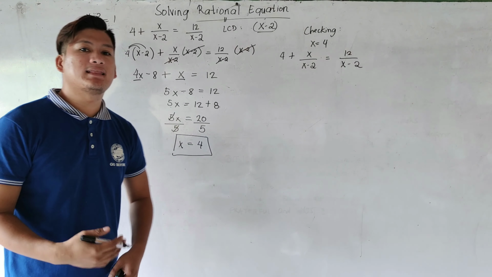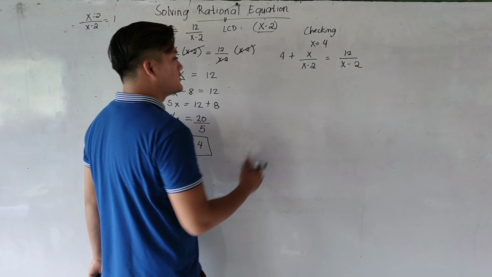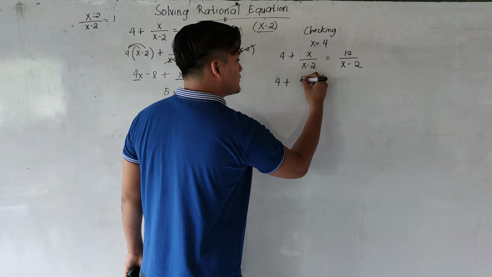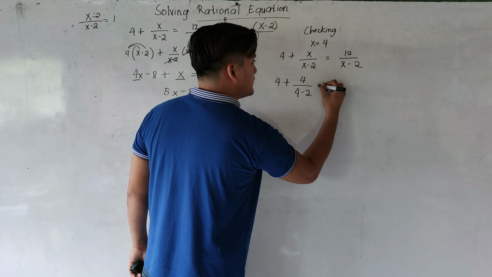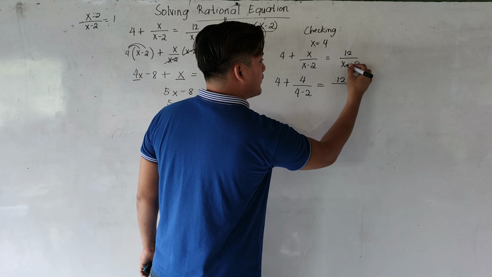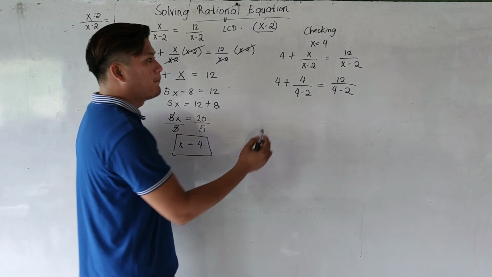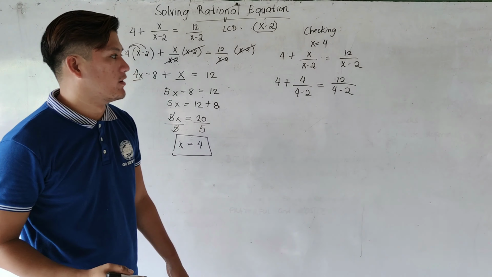Okay? Let us replace the value of x. What is the value of x? 4. So simply substitute the value of 4. 4 plus, substitute the value of x, 4, over 4 minus 2, is equal to 12 over 4 minus 2. What did we do in this part? We just replaced the x with the value 4.